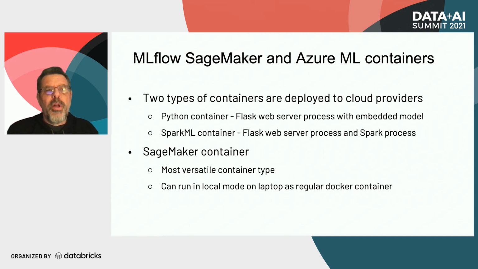So here we're going to look at the 2 standard cloud provider containers that MLflow has. As I said, there's essentially 2 Python containers that you can build. One is the standard Python container, which has the model embedded in it, and then there's a Spark ML one. And as I've mentioned before, SageMaker is the most versatile container in the sense that it can run on your laptop, which is a very useful feature.